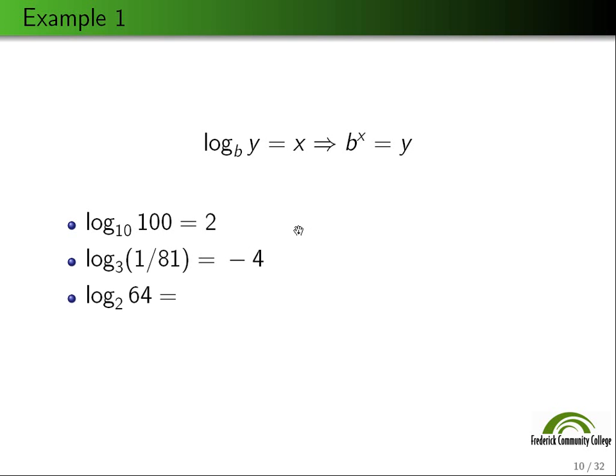So log base 2 of 64. So 2 is my b and 64 is my y. So 2 raised to what power equals 64? It's going to be 6. Log base 8 of 2. Now this one requires a little bit more critical thinking. We know the cube root of 8 is 2, so 8 raised to the 1/3 equals 2, because the cube root is the same thing as 8 to the 1/3.